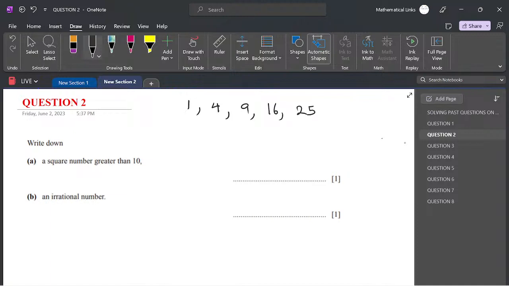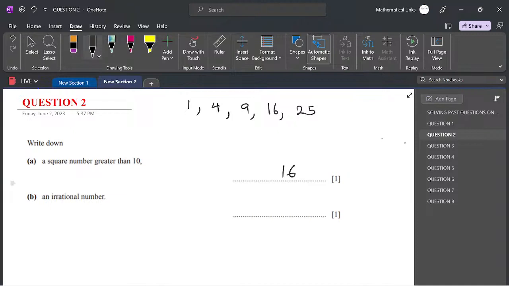So here now, I want to get a square number greater than 10. If I like, I can pick 16. If I like, I can pick 25. If I like, I can pick 36, and so on and so forth. So I'll pick 16 as it is a square number greater than 10.